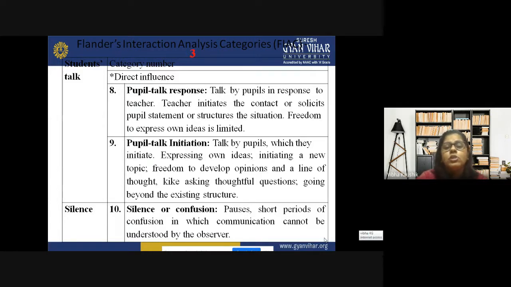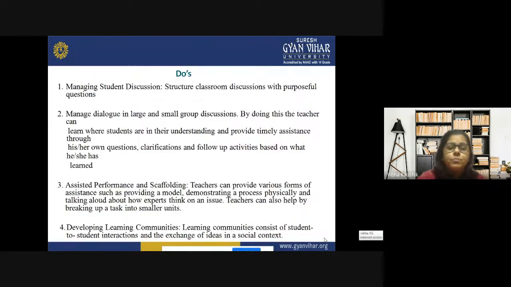Pupil talk initiation: talk by pupils which they initiate, expressing own ideas, initiating a new topic, freedom to develop opinions and a line of thought, like asking thoughtful questions going beyond the existing structure. Silence or confusion: pause, short periods of confusion in which communication cannot be understood by the observer.